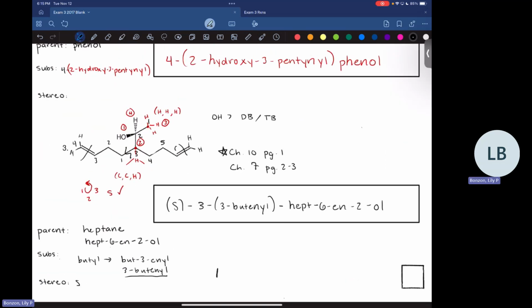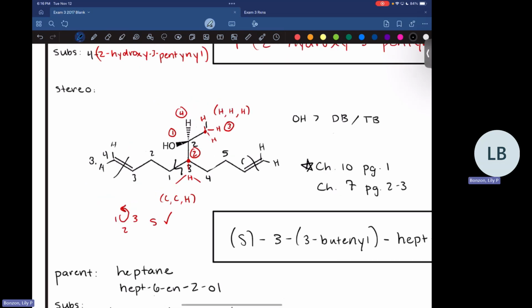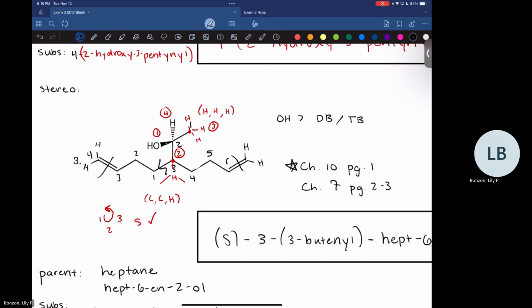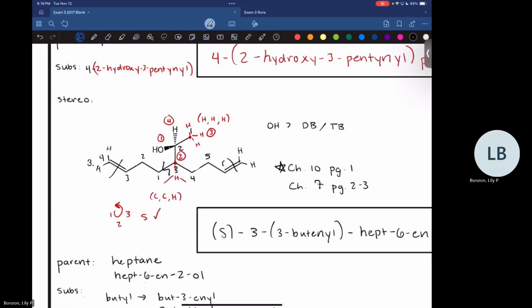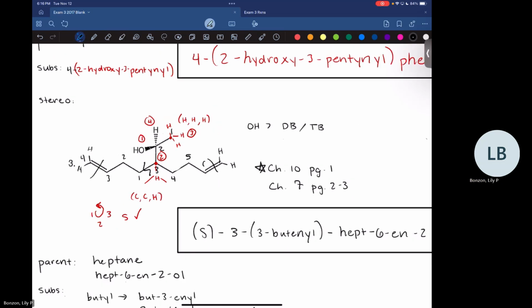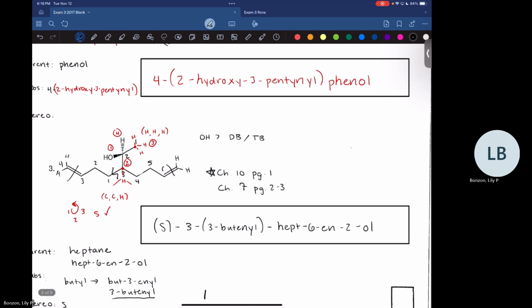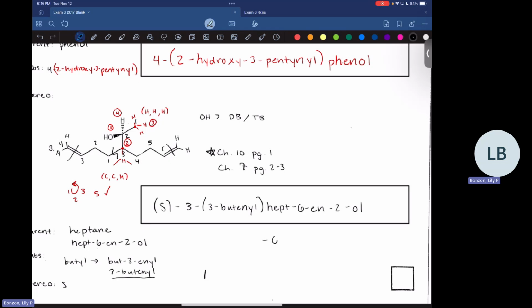Any questions on that one? Yes. No, it would still go out at the front. Any other questions on that one? Oh no, you're right. So there doesn't have to be a dash there. If you had done 6-heptene-2-ol, then you'd put the dash. Good catch. Any other questions on that one? Okay.